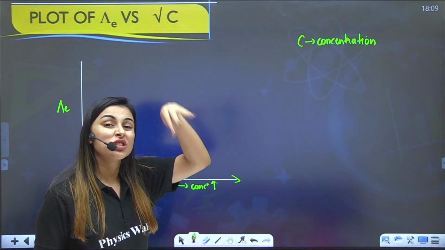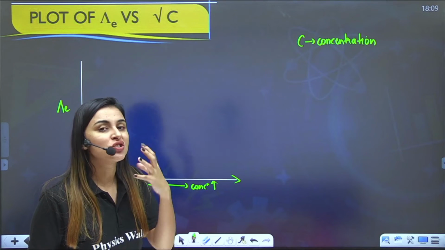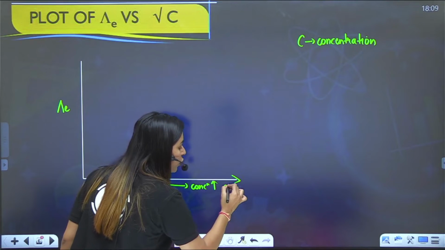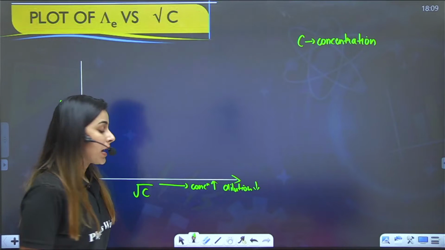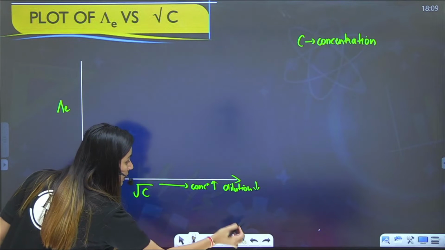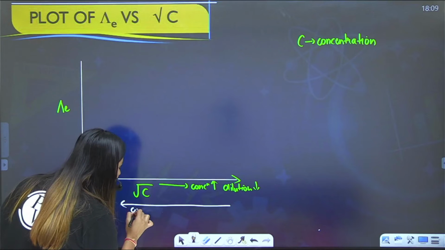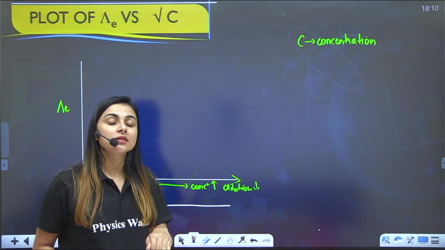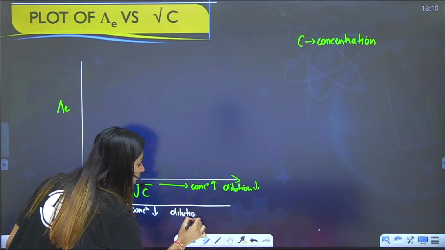Because more the dilution, lesser is the concentration. You have studied this in your concentration terms. I just made you understand that in the solutions chapter. So we can say that your dilution on this side is decreasing. But if I move from this direction to this direction, what is happening? Your concentration of the solution is decreasing. If concentration is decreasing, this means that dilution is increasing. So I can say here dilution is increasing.